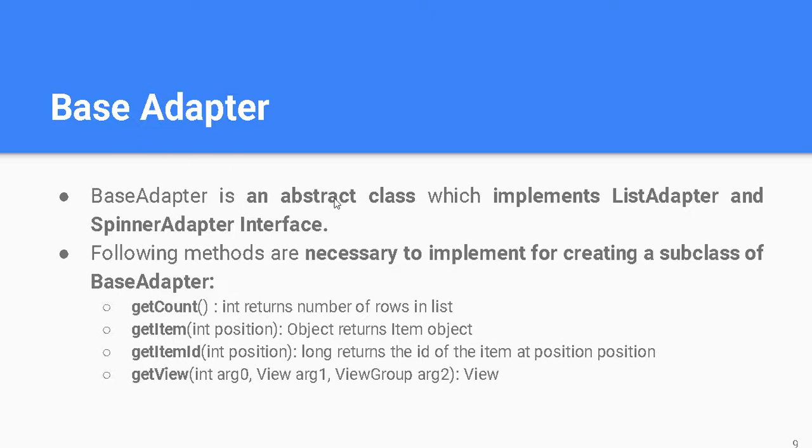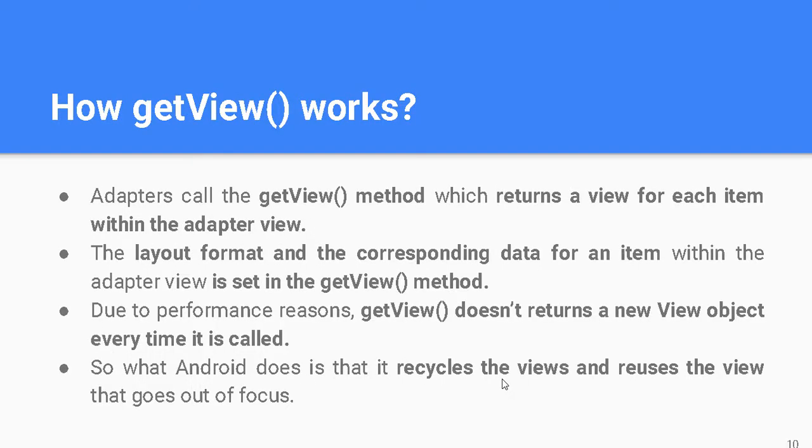Base adapter is an abstract class, and it may be implemented for the list adapter or spinner adapter interface. Basically, the base adapter consists of four main methods. getCount returns the number of rows in the list. getItem returns the particular object of the item. getItemId, with the position as a parameter, provides a long return ID value. And getView, the most important method, with arguments position, convertView and ViewGroup, returns your view object. So let's understand first what getView is.